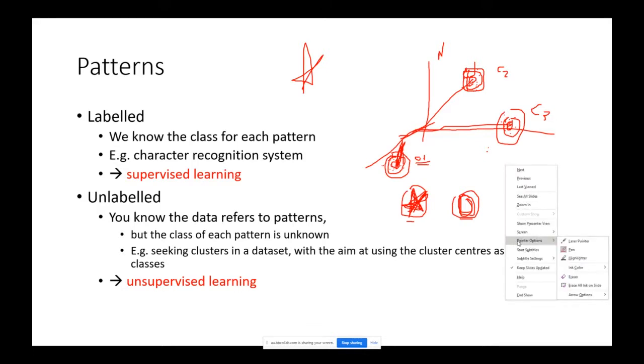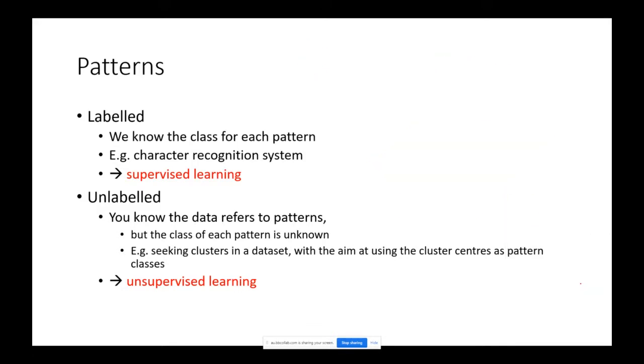Is that clear? So that's unsupervised learning. Basically, you know that your data refers to patterns, but you don't know the class of each pattern. The class of each pattern is unknown. So basically, what the systems do is find clusters in a data set, with the aim of using the cluster centers as pattern classes.